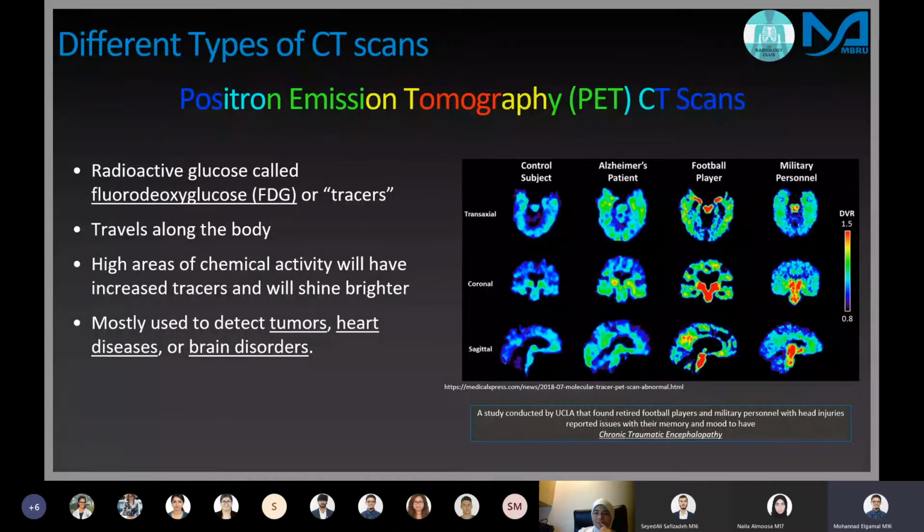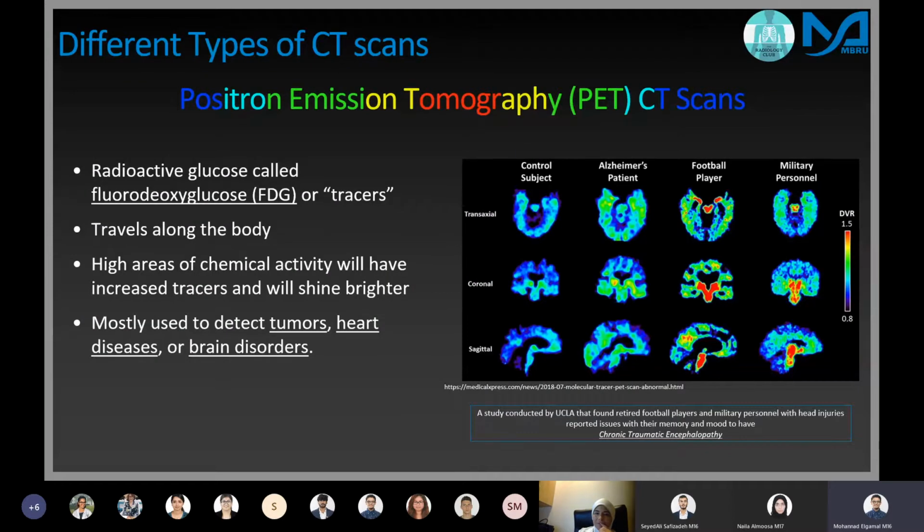And what happens here is basically a patient is given, either they swallow or they get infused with, a tracer, it's called, which is basically radioactive glucose, and it's called fluorodeoxyglucose. And the patient's injected with this glucose, and it travels along the body, and it usually collects around an area with very high chemical activity. And that helps determine things like tumors or any heart diseases or disorders. And usually a CT scan would be done of the entire body.